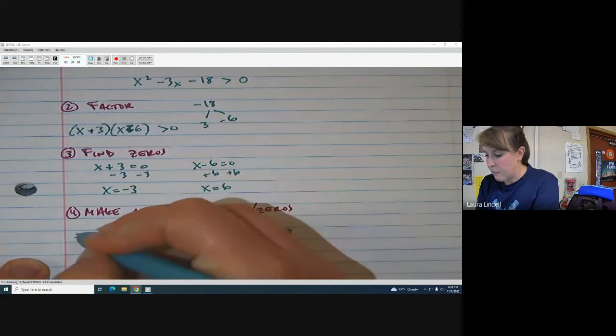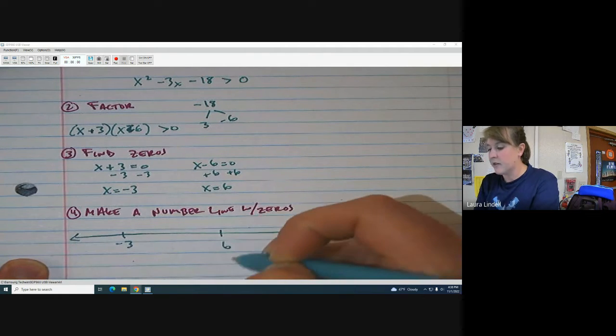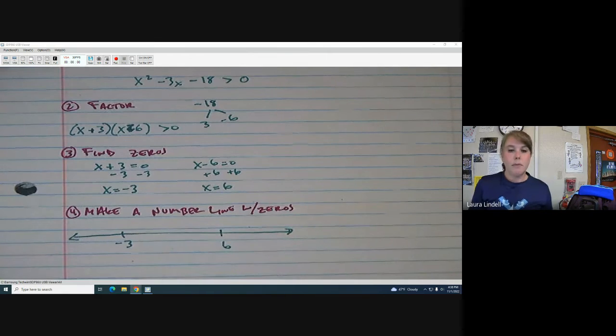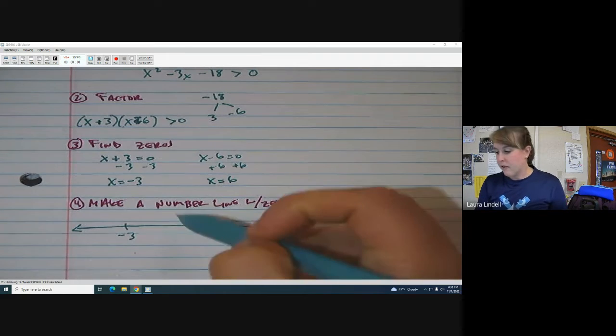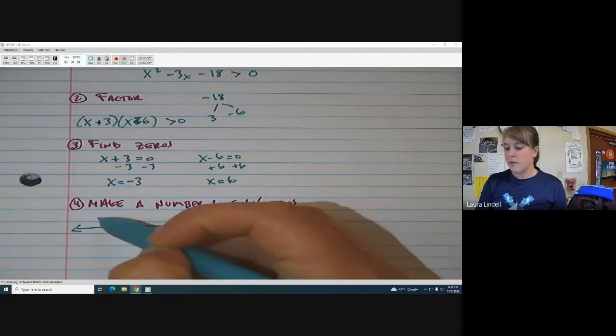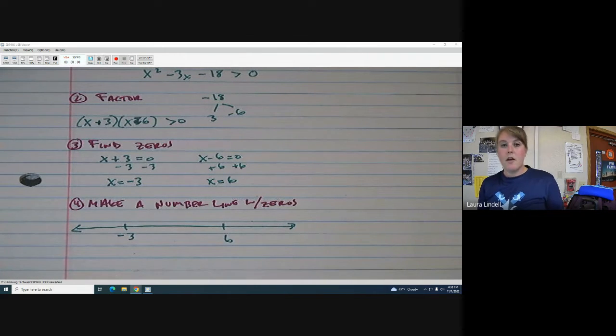So we're going to set up our number line here. I need to have negative 3, and I need to have positive 6 on it. Because what we're going to do is figure out what's going to be part of our solution set for this problem. Is it going to be the stuff in between those numbers? Is it going to be the stuff that's less than negative 3 or greater than positive 6? What's all going to be part of our solution?